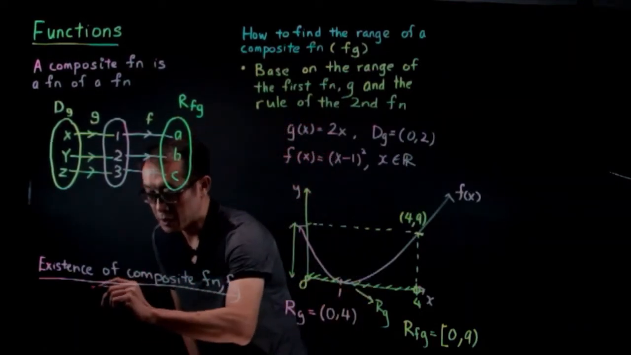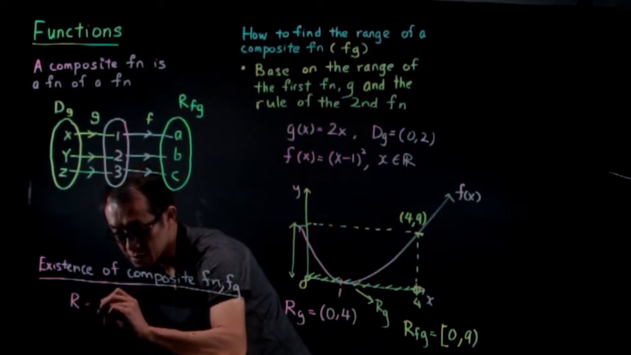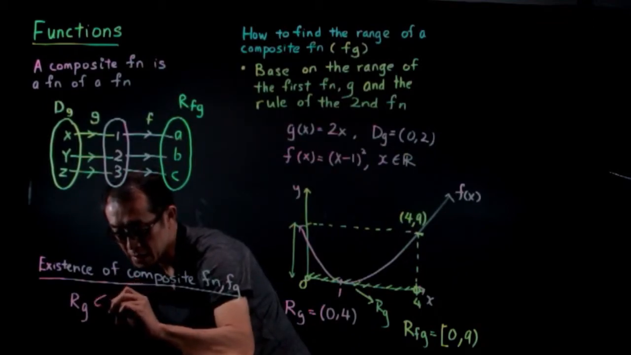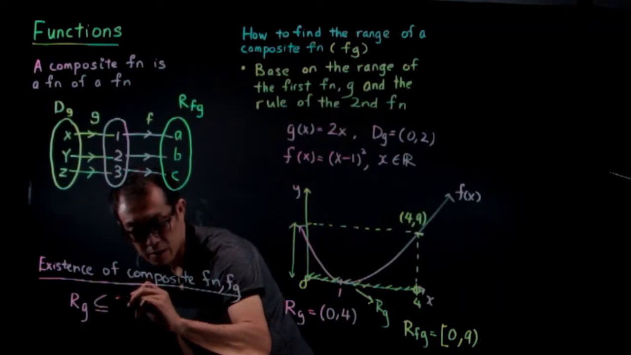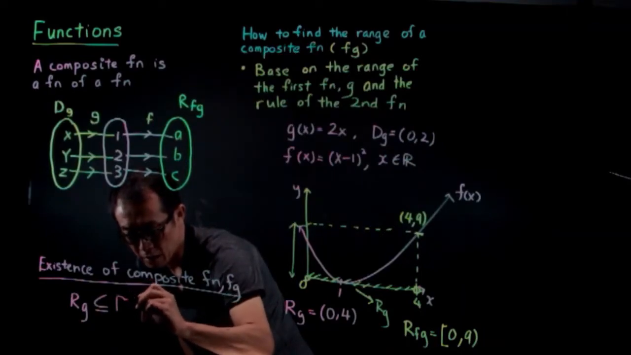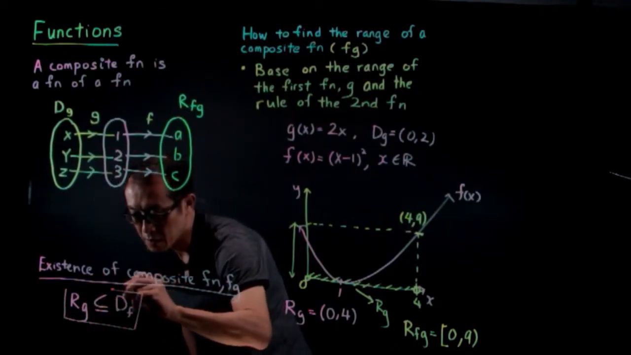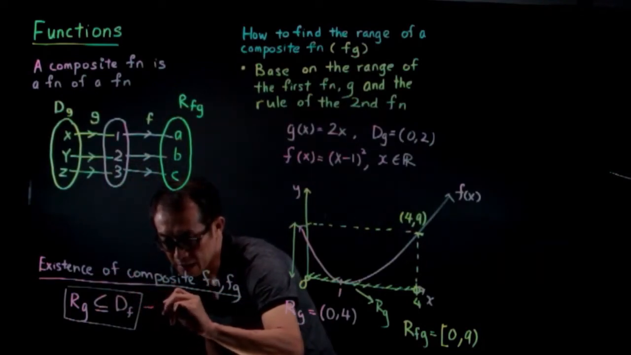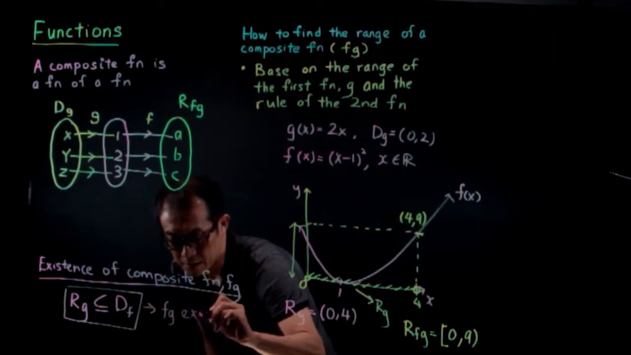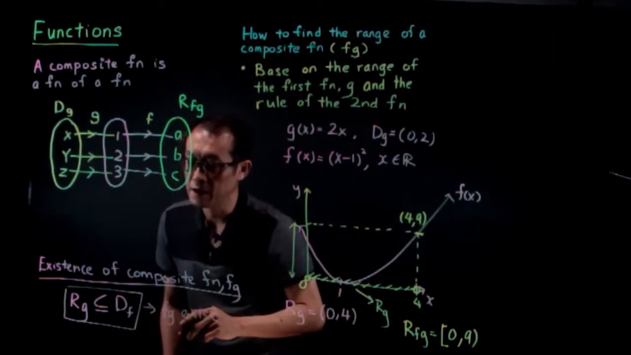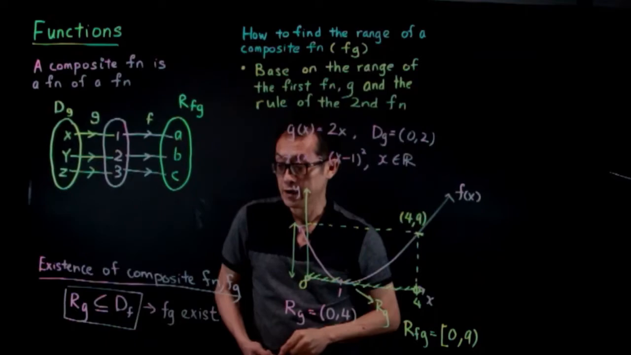Now the rule is such that the range of the first function must be a subset, or a proper subset, of the domain of the second function. If this is satisfied, then it exists. Then I say fg exists. Okay, now this is the rule. I didn't tell you why. The rule must come from somewhere.